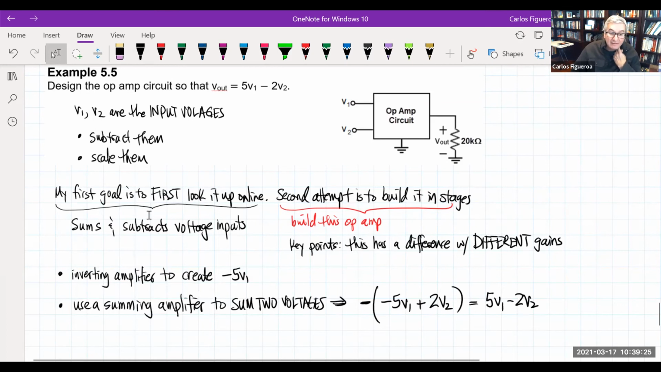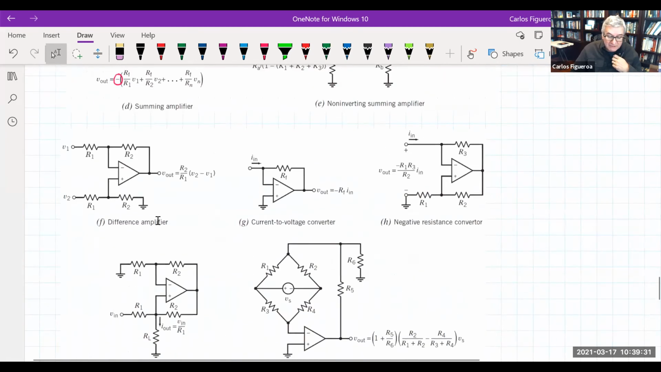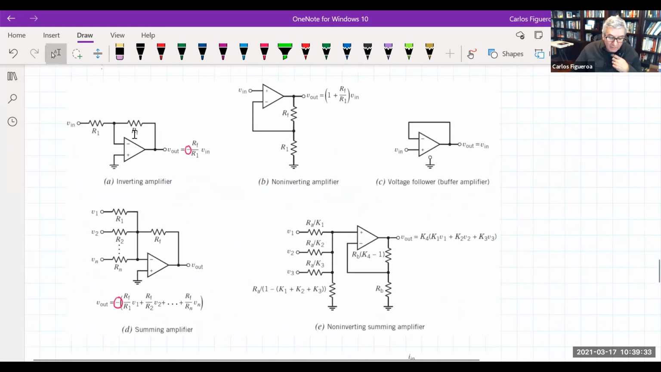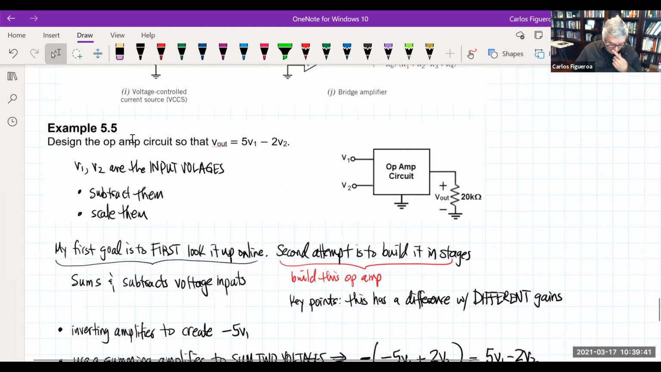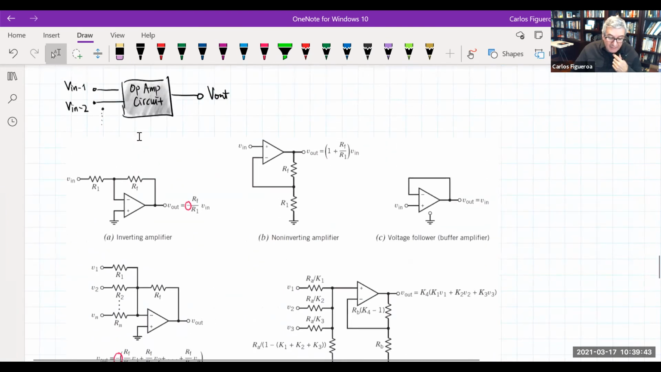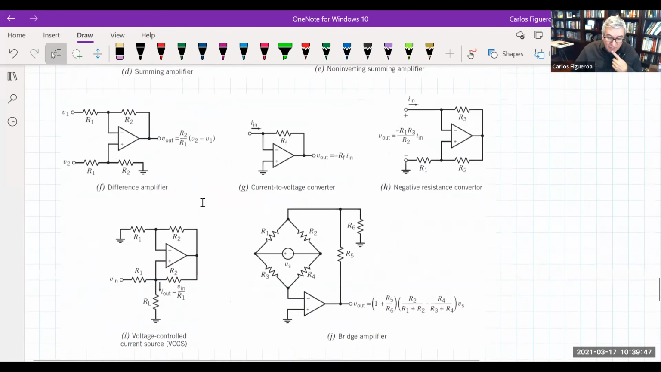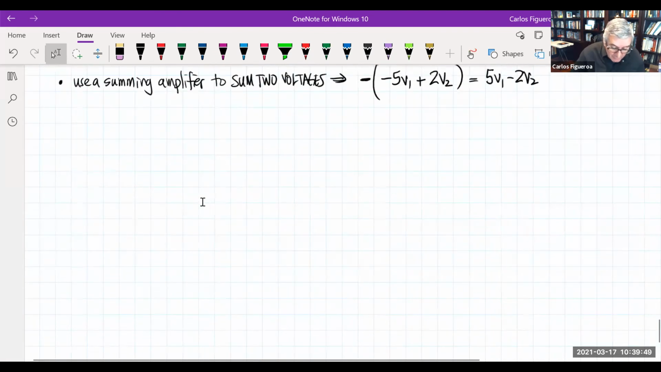So let's go do that. The first thing that I'm going to do is use an inverting amplifier. So what does the inverting amplifier look like? Well, it looks just like this. It's exactly like the one we did in lab. I know that an inverting amplifier looks something like this. So let's go draw this. The first thing I'm going to do is build the first stage.